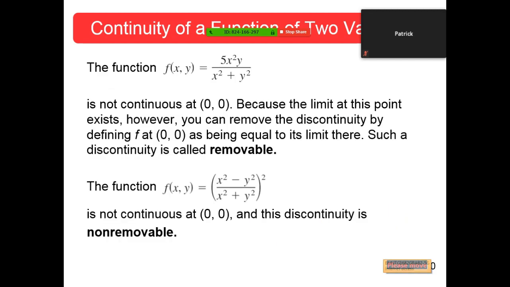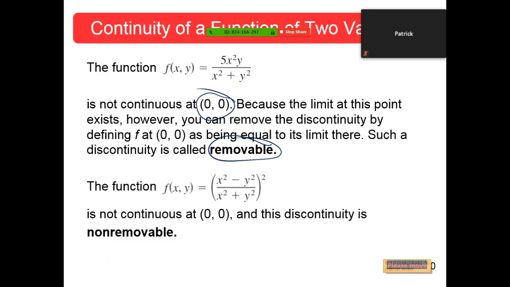Now, here's a function that is not continuous at 0, 0 because it's not defined at 0, 0. Because the limit at that point exists, you can remove the discontinuity by defining f at 0, 0 to be its limit there, which we determined to be 0. Such a discontinuity is called removable. And remember, we had those in single variable calculus as well.